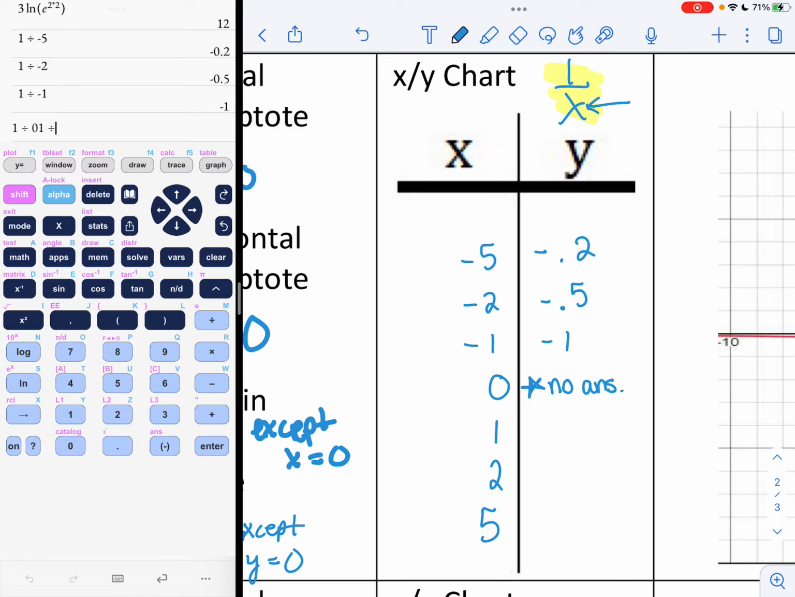Now if I do 1 divided by 1, I get 1. If I do 1 divided by 2, I get 0.5. 1 divided by 5, I get 0.2. Excuse me, I just misspoke.